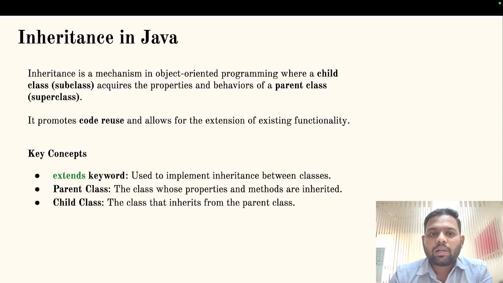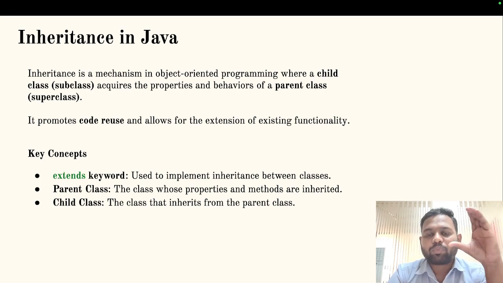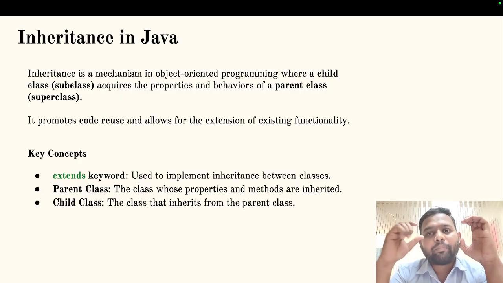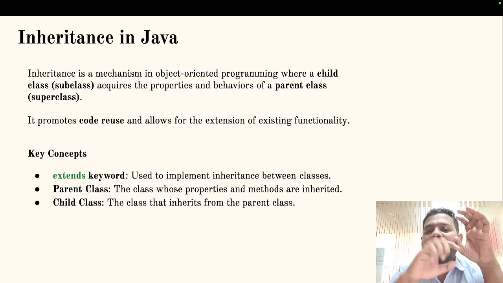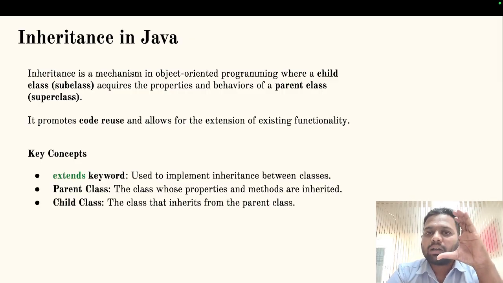Okay, so let us move ahead with inheritance in Java. So now what is inheritance? Inheritance is a mechanism in object oriented programming language where a child class, or you can say subclass, acquires the properties and behaviors of a parent class. Suppose we have one car class. In the car class we have properties like brand, then company name or manufacturing year, and display info. As we discussed earlier, these are the properties of the car class.